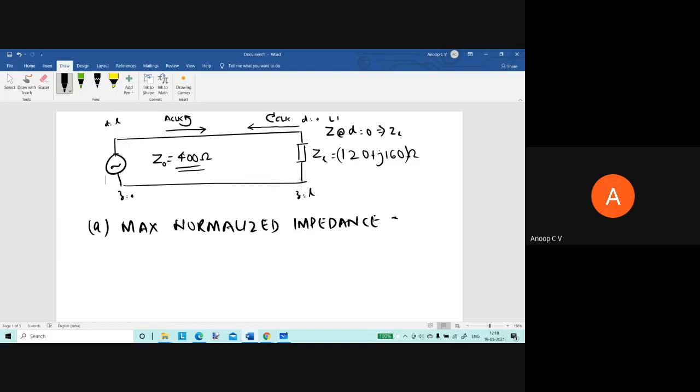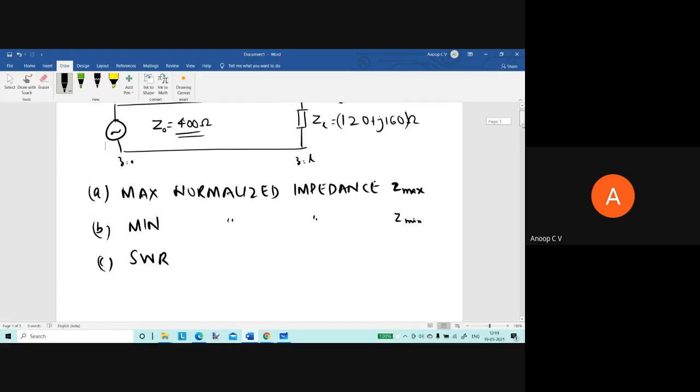That is z max. If you know the maximum normalized impedance, you can also find the maximum impedance if you multiply it with Z0. Then B is the minimum normalized impedance, that is z min. C is the standing wave ratio.